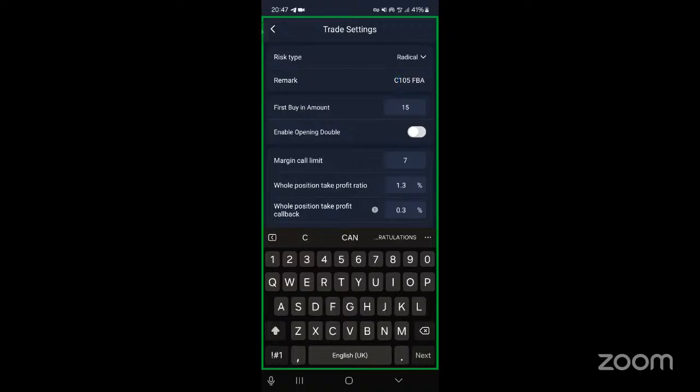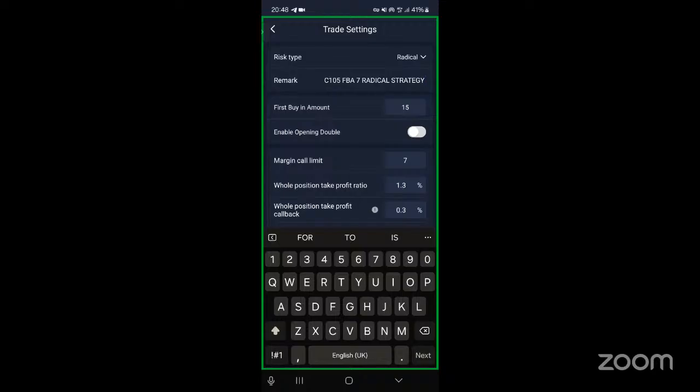Capital 105. Can you understand that? Capital 105. FBA 7. Are we together? Radical strategy. Radical strategy. Can you understand the name of that strategy?